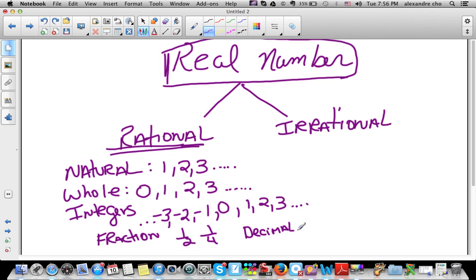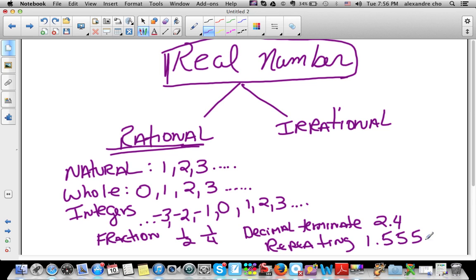Decimals, what did I say? They're terminating. Decimals that end. Okay? Like, I don't know, 2.4. That's a decimal that ends, doesn't continue forever. And the other decimal that we care for is the repeating decimals. Repeating decimal has a number or group of numbers that repeats itself. So let's take one, for example, 1.555, and that goes on forever and ever.